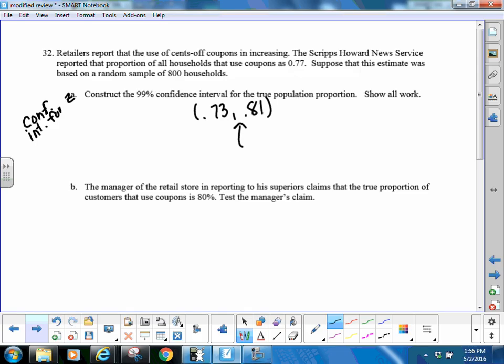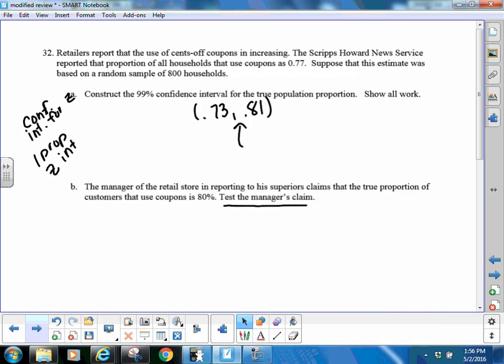Now here, we're wanting to do a test. So if this is a one-prop Z interval, what does this one look like? This time we're not doing a pooled test, we're going to have to test, yeah.